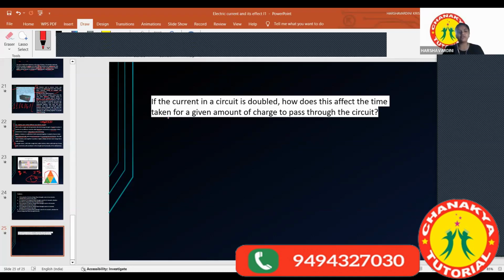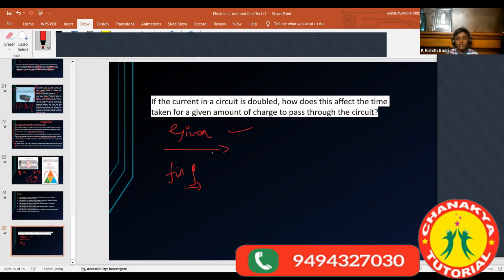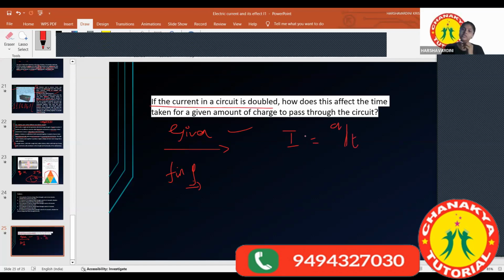Every time I just tell you the format of solving any question. First write given: what is being given in the question, and what you have to find. Always write given as the first step. So what is given in this question exactly? The current is doubled. So what is the formula of current? I is equal to charge by time, I equal to Q by T. Current is doubled.